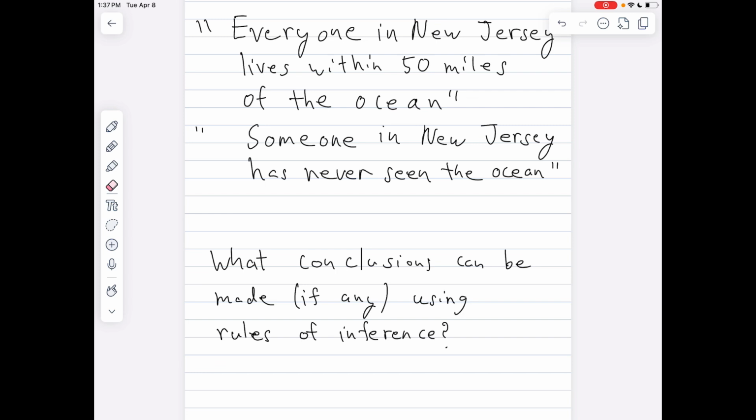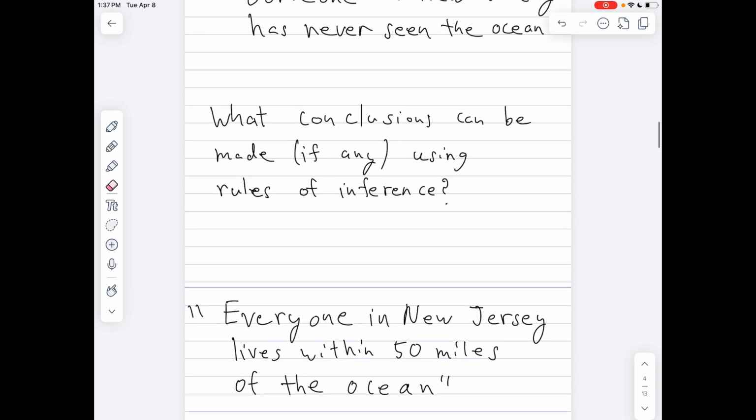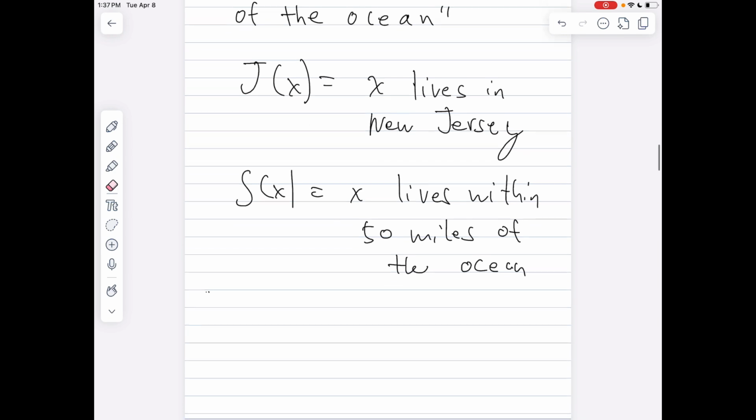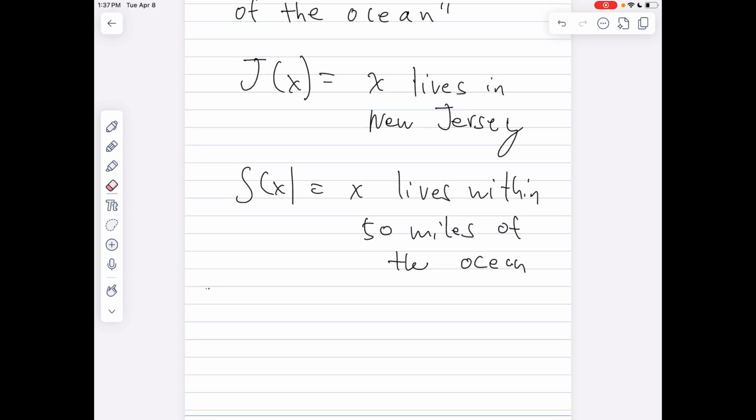Now, if you looked at those rules, you saw P's and Q's, ands, ifs. You want to write out your statements in that format, in that predicate language. The first statement is: everyone in New Jersey lives within 50 miles of the ocean. I'm going to make two statements here. J of x: x lives in New Jersey, and S of x: x lives within 50 miles of the ocean. x is just some person here.